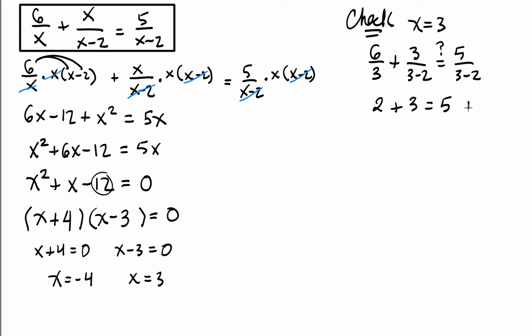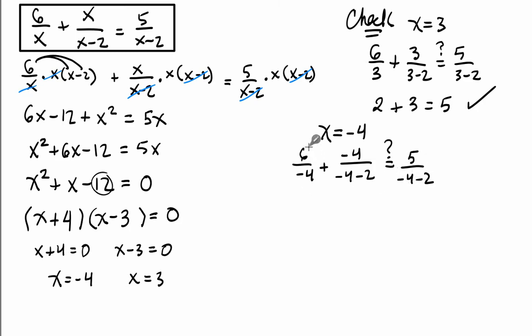Yep, that checks out. Now, the second solution, x equaling negative 4, it's going to be a little bit harder to check because there are going to be some fractions involved, but no fear, you can use the calculator if you need to. So here we go, checking the equation in the box by substituting x equal to negative 4. 6 over negative 4 plus negative 4 over negative 4 minus 2. And we're checking to see if that equals 5 over negative 4 minus 2.